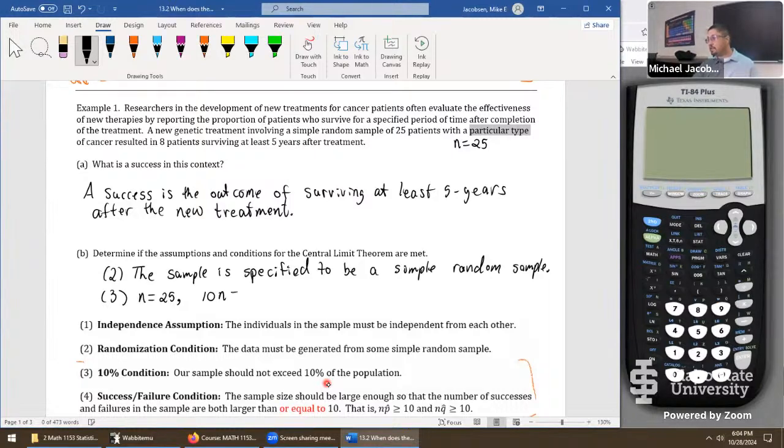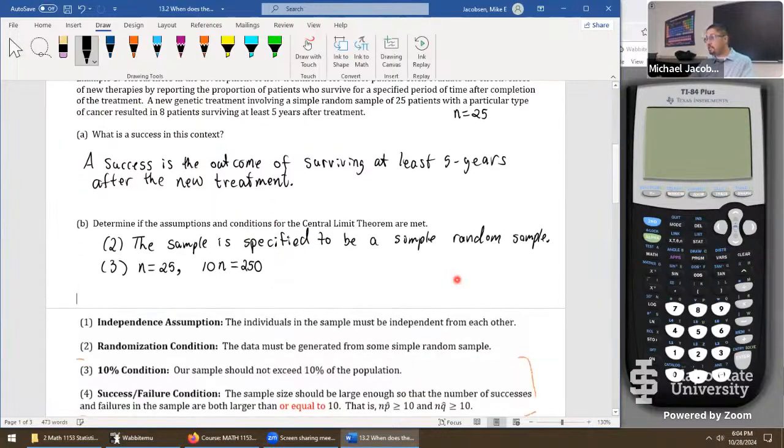So 10 times n would be 250. So if our population size is larger than that, we have a really big problem. Central limit theorem is not going to give us accurate results. So here we have to make a determination. I don't think it says anywhere that this is a rare cancer. This is just a new treatment.